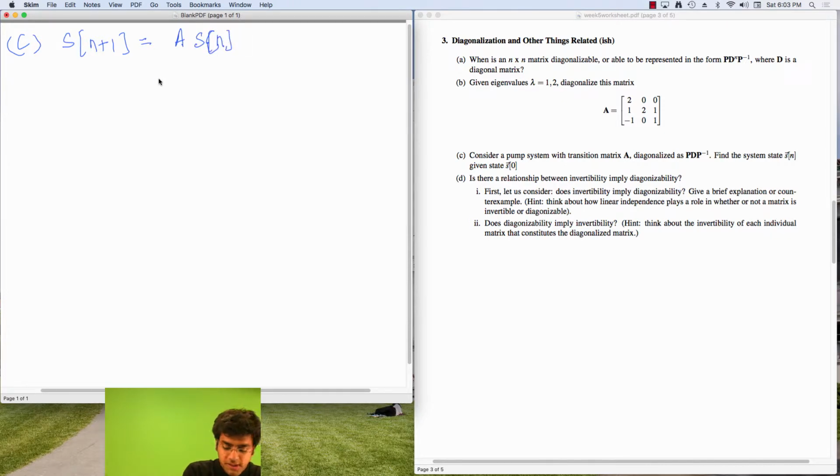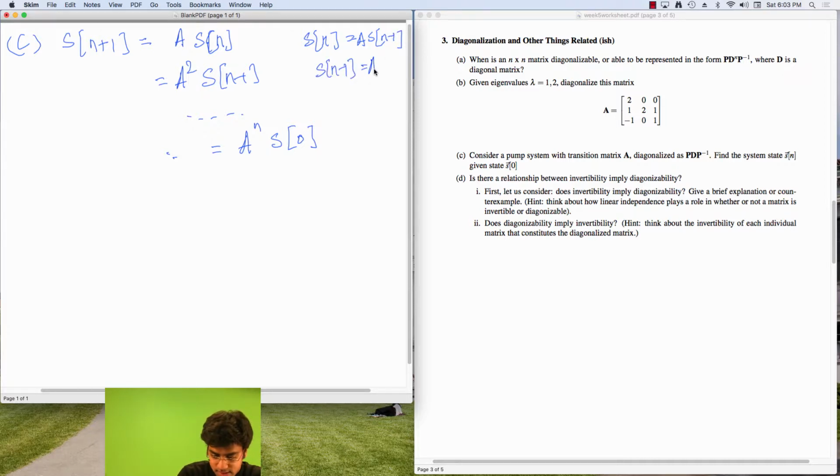Well, if I go on to solve this recurrence, I get A squared times the state vector at time n minus 1, and I can keep continuing this to get A to the n times the state vector at time 0. All I really did is I said, well, s of n will be A times s of n minus 1, and then I can recursively solve this entire system, A times s of n minus 2, and so on. Well, OK, if this is true, then really all I need is to find A to the n in terms of the eigenvectors and the decomposition.